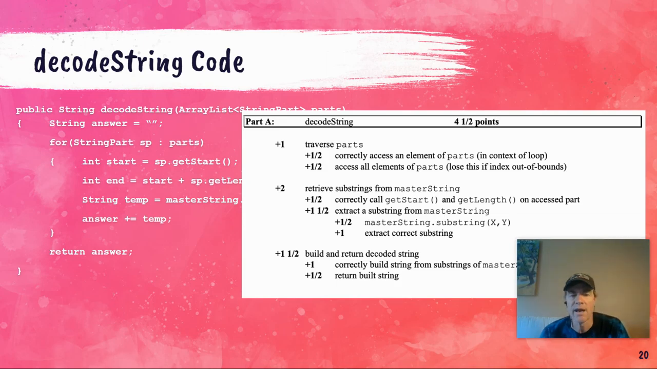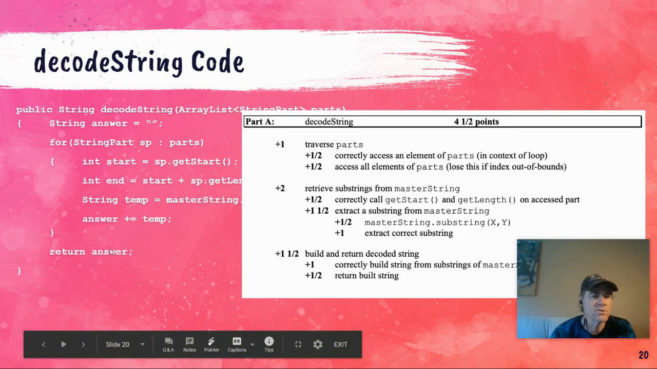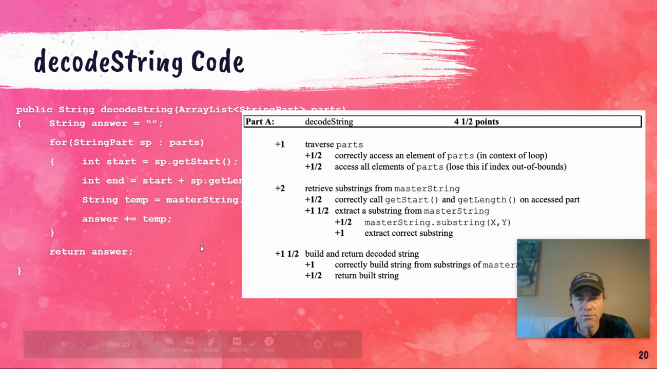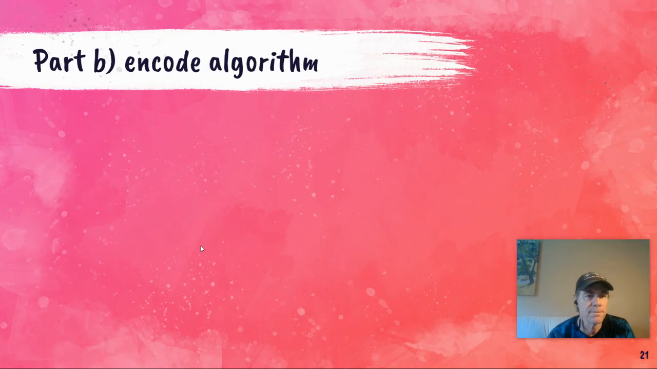Then I'm going to be building and decoding a string. So I create a string based on substrings from master, and I return that built string. Sure enough, I do that with answer. So that to me seems like a very solid 4.5 points for part A. Part B, I've got to encode. I get a parameter of a particular message, and I'm going to return an array list of string parts.